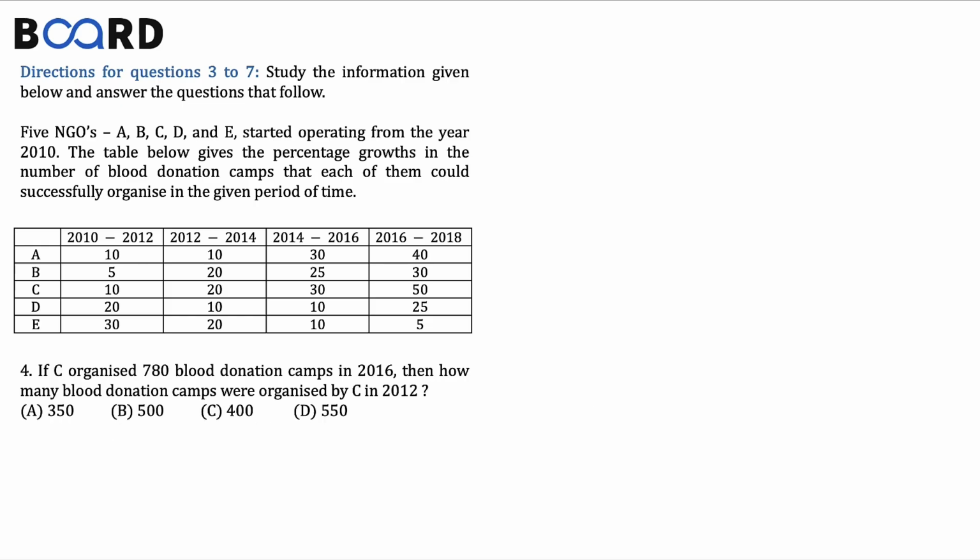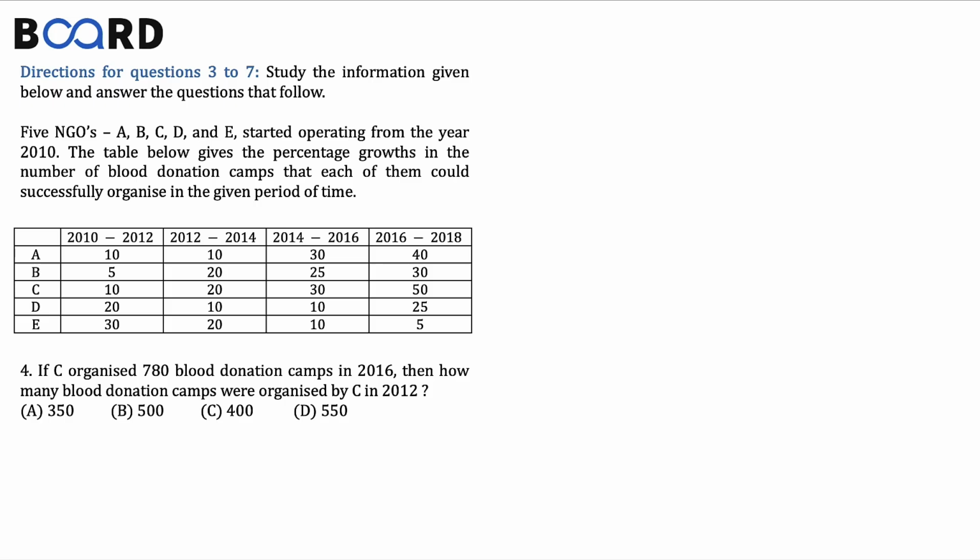If C organized, now there is an "if." Generally, whenever there is an "if" given, that means extra information is given which is not in the actual set. So if C organized 780 blood donation camps in 2016, we know that in the actual information, nowhere have they mentioned any particular value. They just mentioned percentage values. That's why in this question they have separately talked about a particular value.